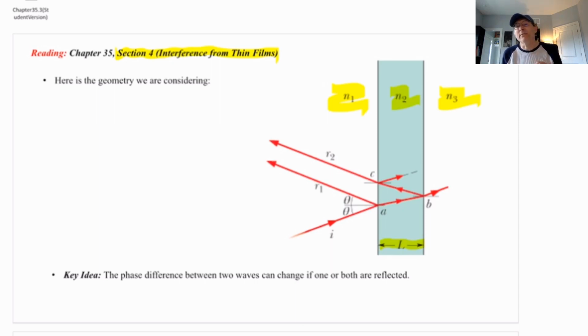Now the picture here is implying a situation a little more specific, namely materials 1 and 3 on either side of the film are air. And we'll talk about it that way. But we're going to then also eventually ask you to think about the situation when one of those materials on either side of the film is not air.